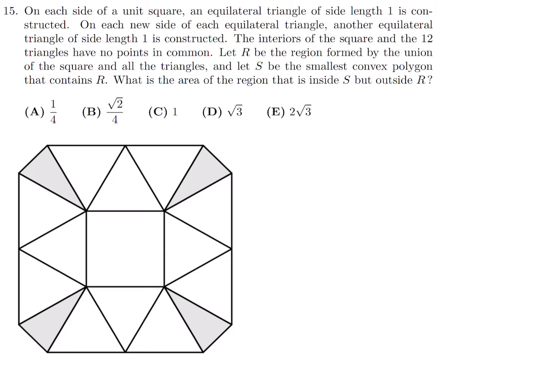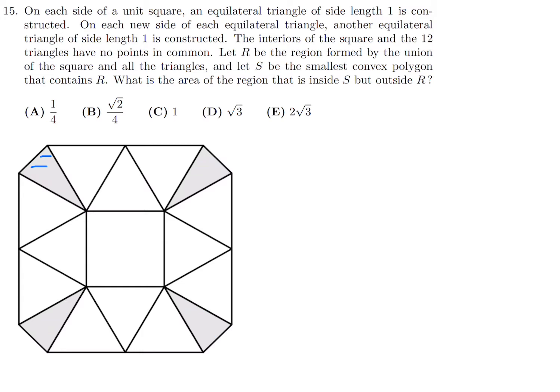First and foremost, this is the diagram. These triangles all represent the 12 triangles they are talking about, and the original square is in the middle. They've joined the edges like that, and that creates this convex polygon they refer to. What we have to figure out is the area of these shaded regions. These 4 triangles are shaded.